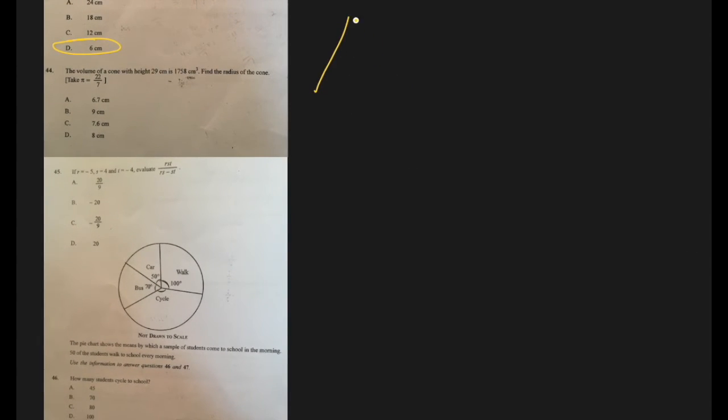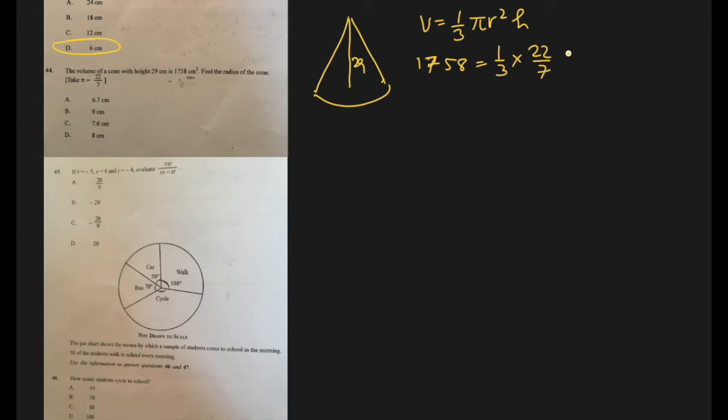Number 44, the volume of a cone with height 29 is 1758. Find the radius. Okay, so the volume of a cone is 1 over 3 pi r squared h. It is given as 1758, equal to 1 over 3 times pi, which is 22 over 7. The radius we have to find out. Height is given as 29. So cross multiply everything. 1758 remains here, and 3 and 7 make 21.